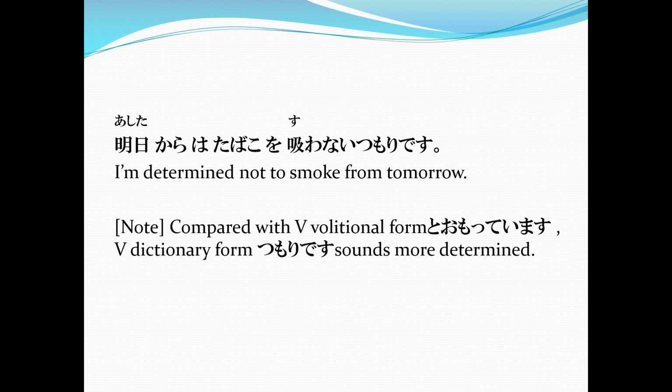Now, compared with the verb volitional form to omotte imasu, verb dictionary form tsumori desu sounds more determined. Okay? Again, verb dictionary form tsumori desu and verb volitional form to omotte imasu may sound or mean the same, but if you want to sound more determined into doing something, I recommend you to use the verb dictionary form tsumori desu. Wakarimashita, minasan?